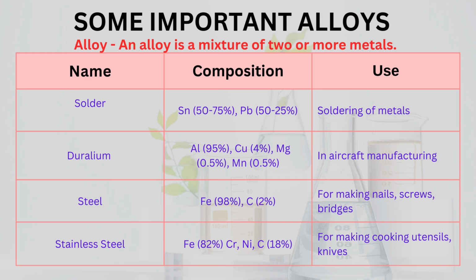Steel: iron and carbon. Iron 98%, carbon 2% only. It is used for making nails, screws and bridges. Then stainless steel. Composition: iron, chromium, nickel and carbon. Iron content is 82%, chromium, nickel and carbon content is 18%. It is used for making cooking utensils and knives.